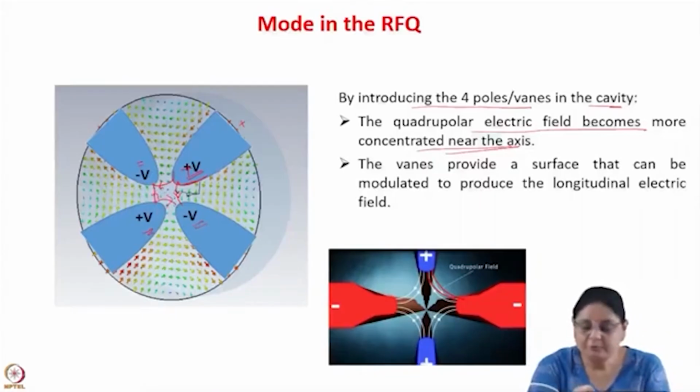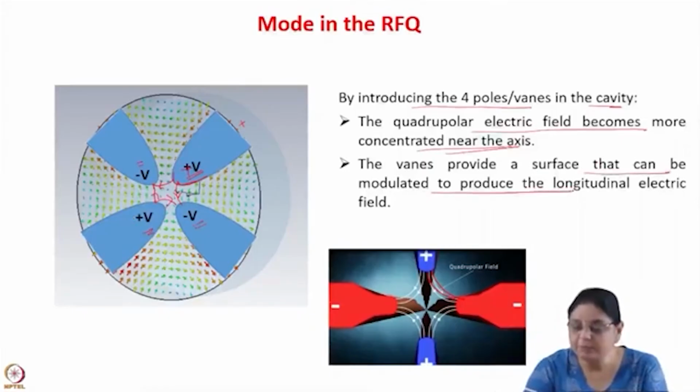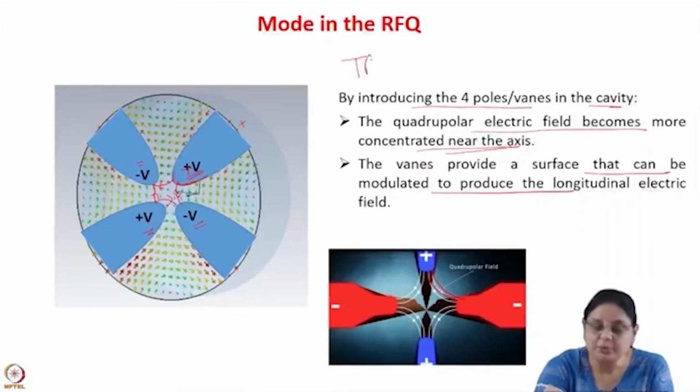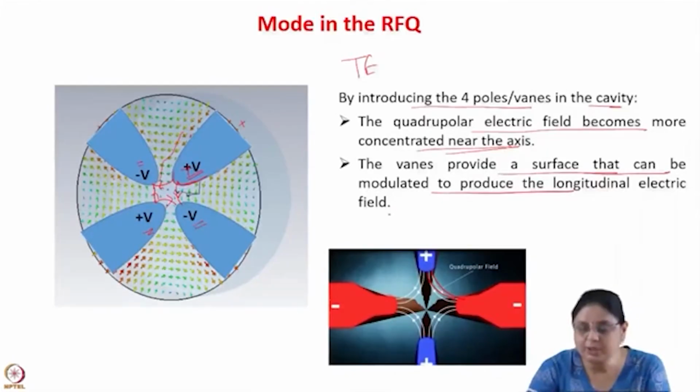Also now, because you have put in a vane, they provide a surface that can be modulated to produce the longitudinal electric field. Now this is a TE mode. In a TE mode, there is no field along the Z direction, and for acceleration you need a field along the Z direction. So the field cannot be produced unless you have a surface that you can modulate to produce the field in the Z direction. So by introducing these vanes, they provide a surface that can now be modulated in the Z direction to produce longitudinal electric fields.